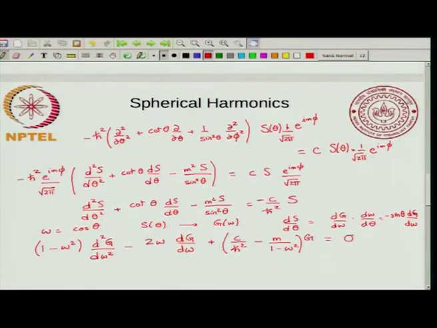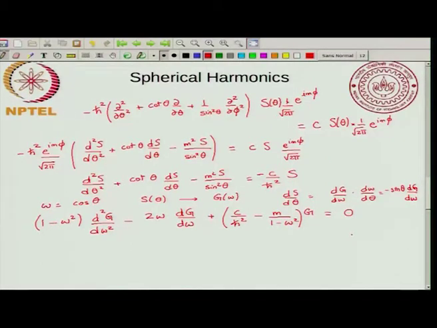Also notice the range of allowed values of w. w is cos theta, and theta goes from 0 to pi. So this implies w equal to cos theta varies from minus 1 to 1. So the range of w is minus 1 to 1.